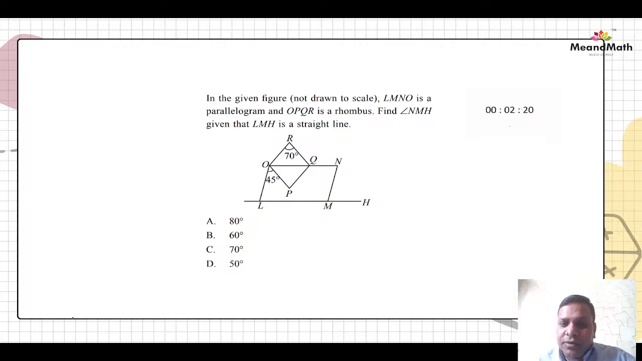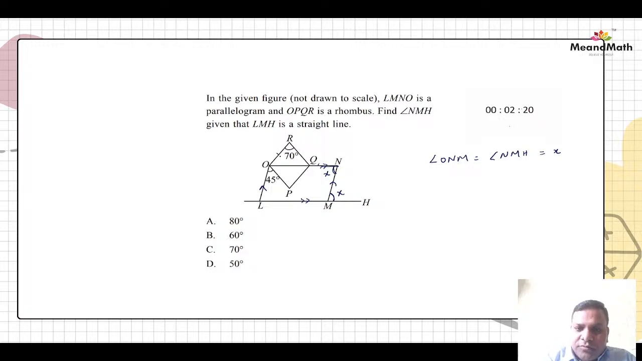LMNO is a parallelogram. You can see these angles. You have to find this angle according to the question. So this is x also. Why x? Because both are alternate angles. Angle OLM and angle NMH are alternate angles, so angle OLM is equal to angle NMH, which is x.